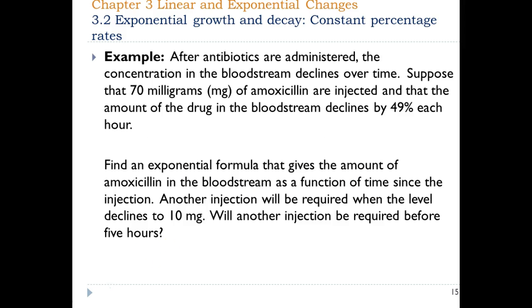Example. After antibiotics are administered, the concentration in the bloodstream declines over time. Suppose that 70 milligrams of amoxicillin are injected and that the amount of the drug in the bloodstream declines by 49% each hour. Find an exponential formula that gives the amount of amoxicillin in the bloodstream as a function of time since the injection. Another injection will be required when the level declines to 10 milligrams. Will another injection be required before 5 hours?